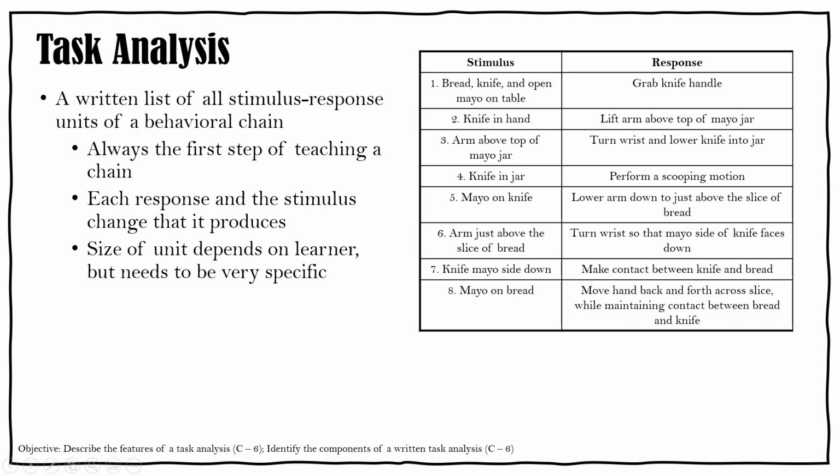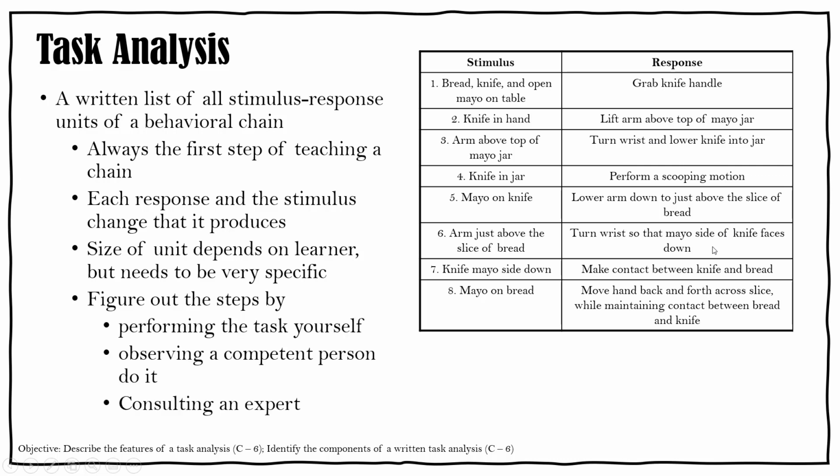And if you look at this example, this is putting mayo on bread, and you can see it's broken down in lots of detail, lots of steps. If you have a more advanced learner, you might be able to skip some of these. So, putting the knife in the hand, or grabbing the knife, you might be able to just go straight to putting the knife into the mayo jar, skipping mayo on the knife. You might be able to have fewer steps and combine some of these.